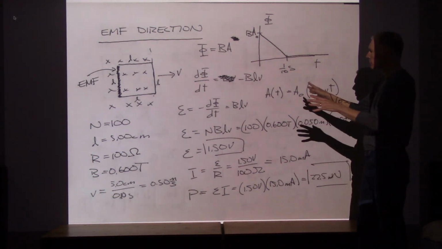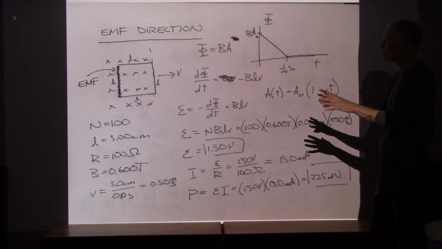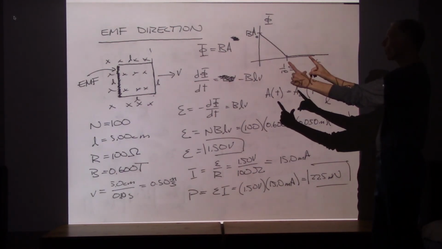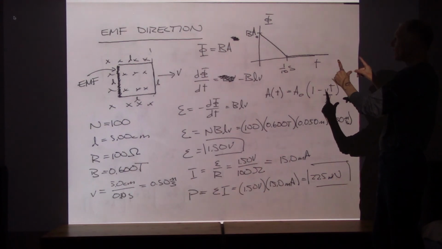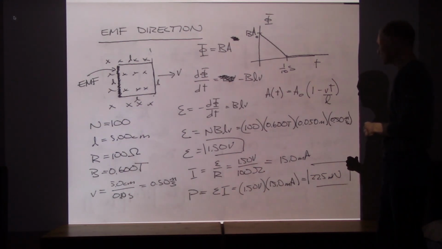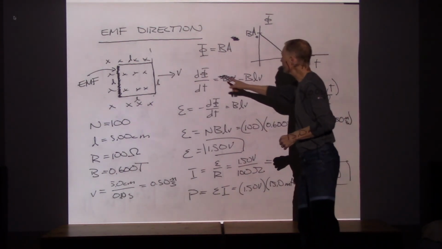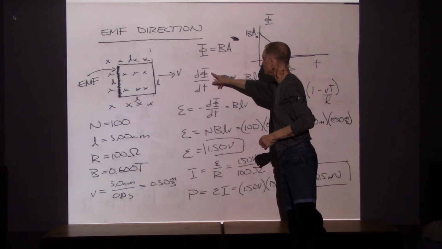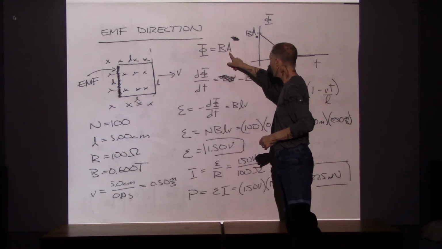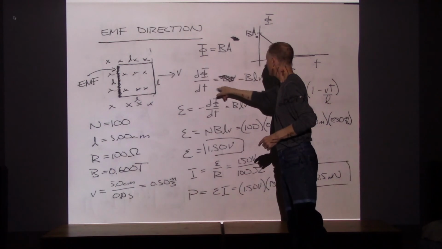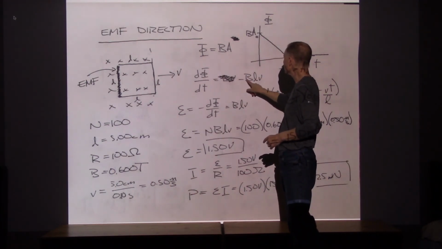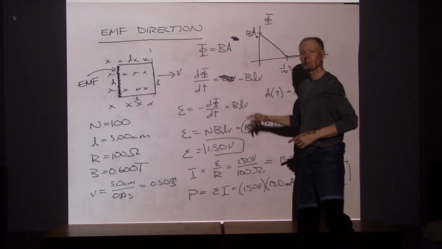So again, this is specifically looking at what happens during the process where that current loop exits the magnetic field region. And what we can show is that the rate at which the flux is changing, there's a time dependence to the area, and that's going to be given by minus B times L times V.